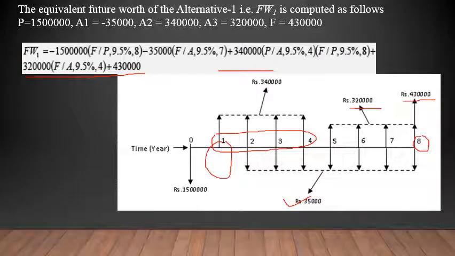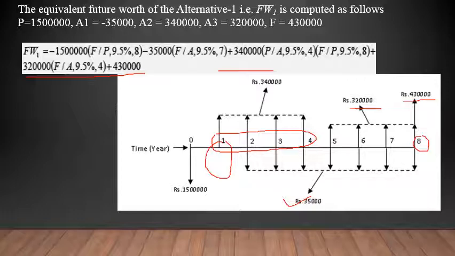First, what shall we do? First, let us convert everything into their FW. I have already mentioned that either you can follow this method of converting every cash flow into its FW, or you can also use the alternative method of converting every cash flow into its present worth, and then finally converting that last present worth to its future worth using the factor F by P. That is also acceptable. So let us convert every cash flow into its future worth.